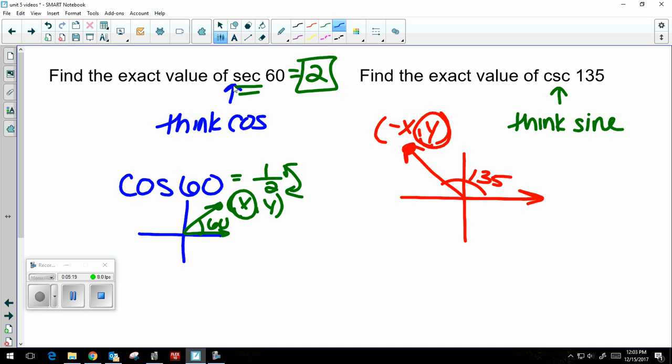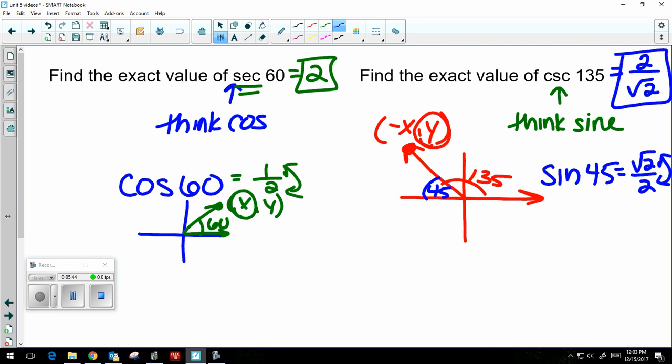135 is not in my chart, but my reference angle of 45 is. Remember that your reference angles always go back to the x-axis. So the sine of 45 degrees from the chart is radical 2 over 2. But the question didn't ask for sine, the question asked for cosecant. So I need to flip this upside down to get 2 over radical 2. That's your answer.